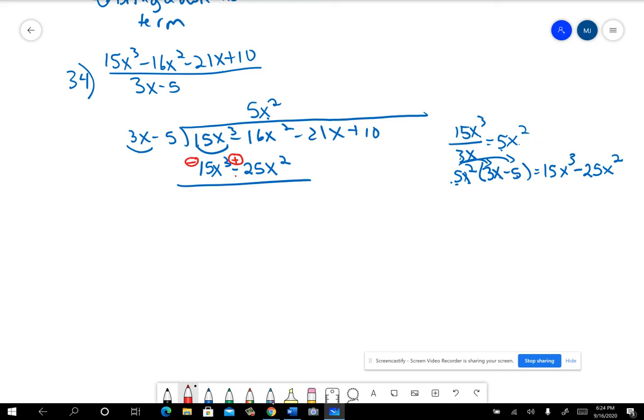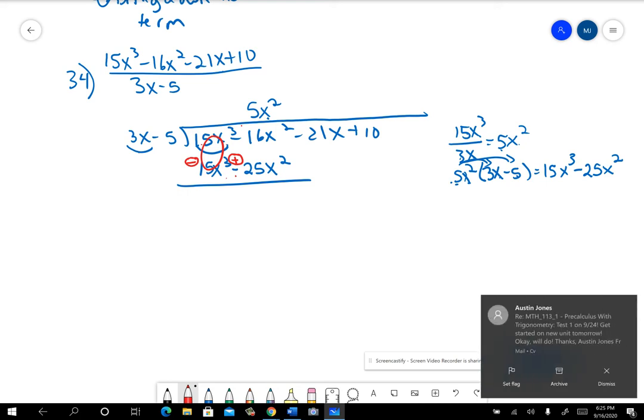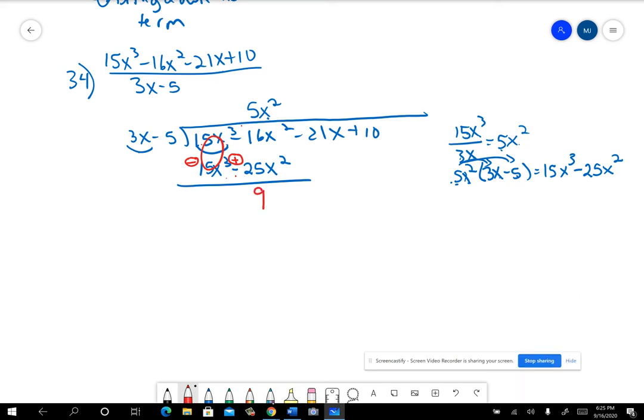So now we can think about adding 15x to the third and negative 15x to the third, and that would cancel out. That would be 0. And then a negative 16x squared and a positive 25x squared would become 9x squared. Positive 9, because the 25's bigger. Okay. All right, your next step would be to bring down the next term and then start the next round.